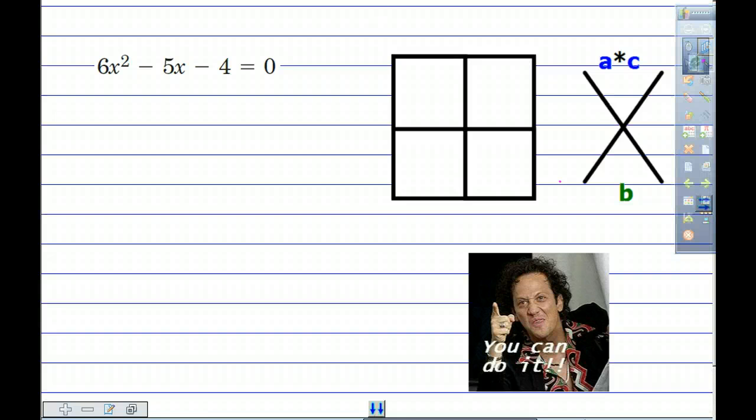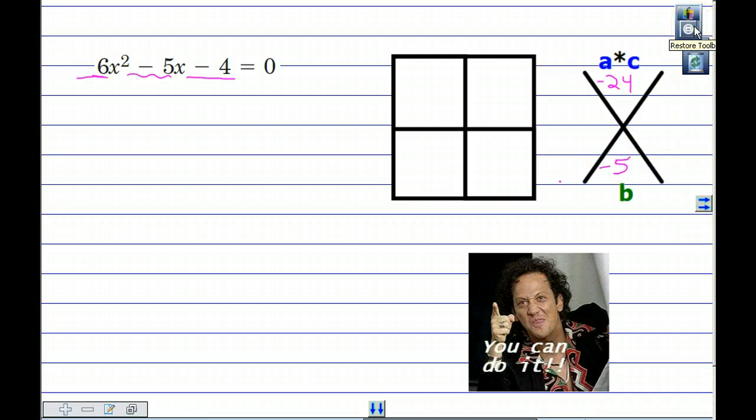Let's try this out. We have A is 6, B is -4, so here we have -24. B is -5. So, what two numbers multiply to -24 and add to -5? -8 and 3. Right. -8 and 3.